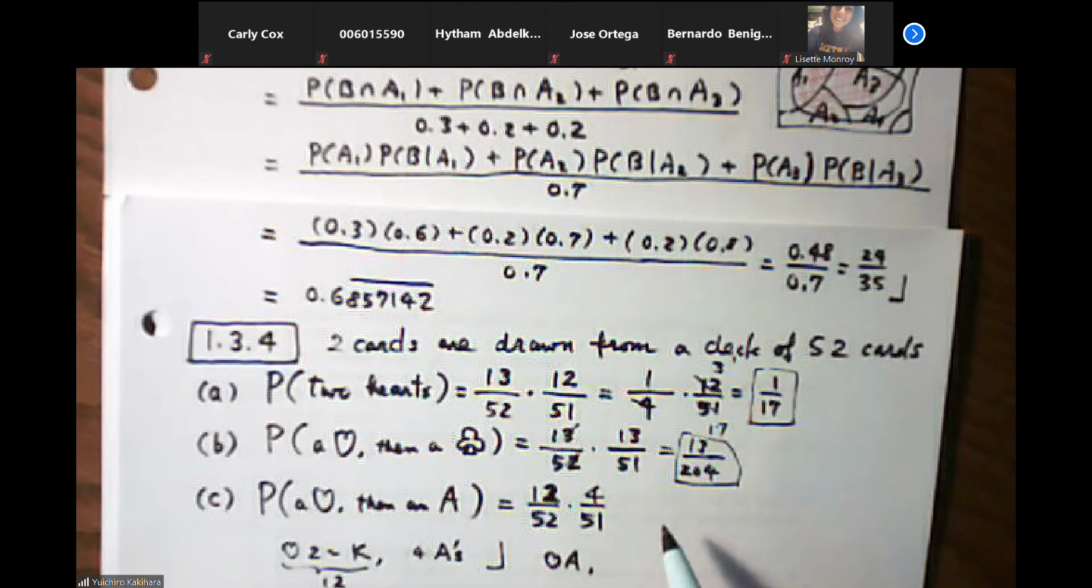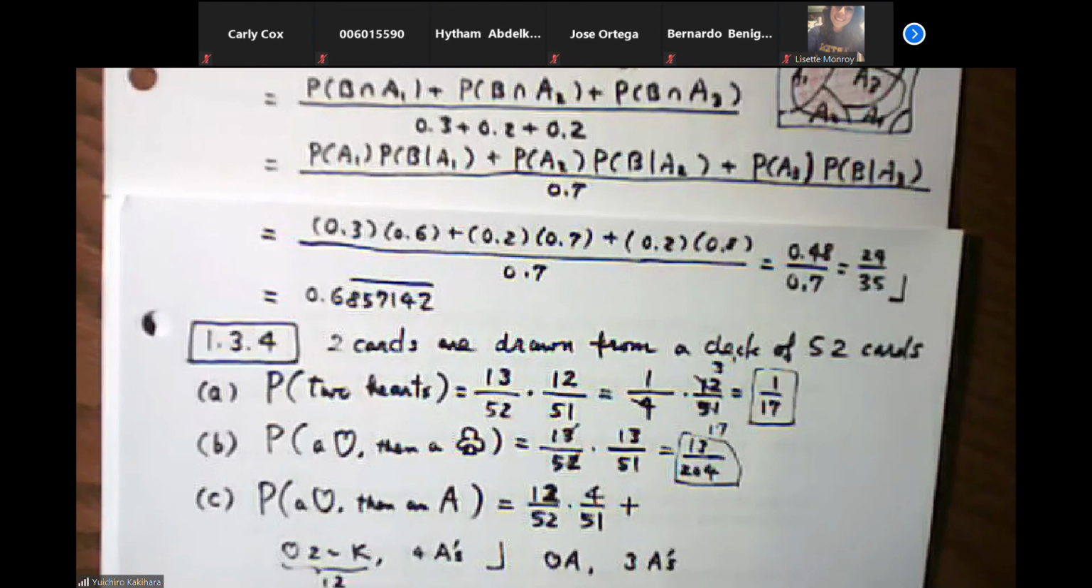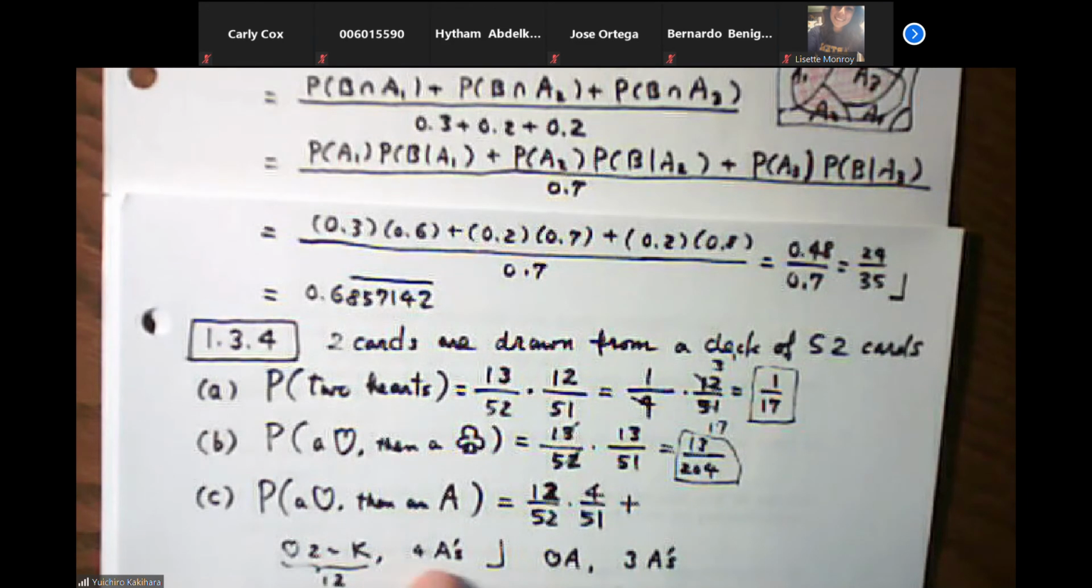And then how many aces left? 3 aces left. Right. At the first draw, we got the ace of hearts, and then 3 aces are left. So what is the probability? So we have to add these 2 cases, right? They are distinct, or disjoint, I can say. This and this will not happen at the same time. So this probability plus this probability. Okay? That's what we are looking at.